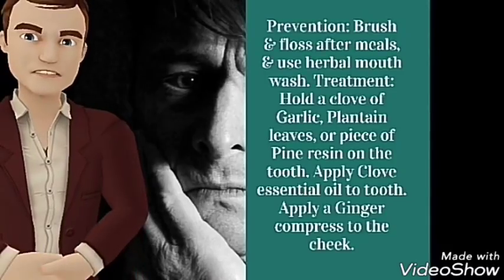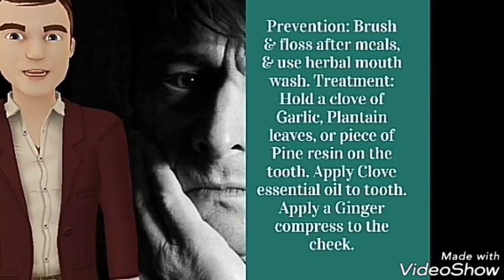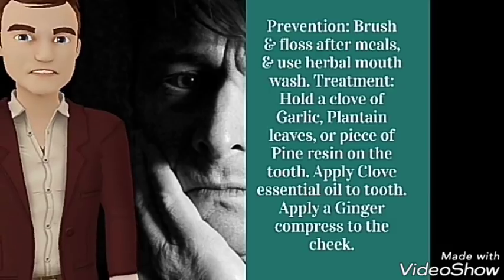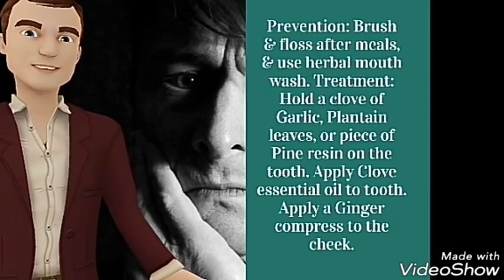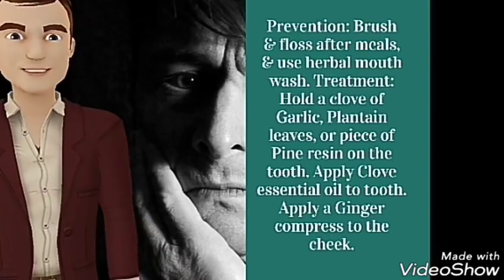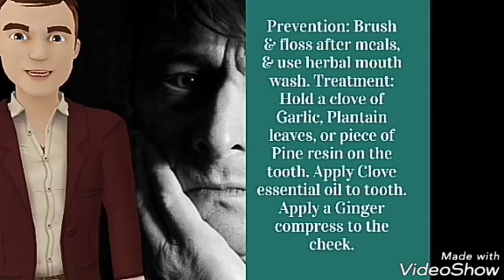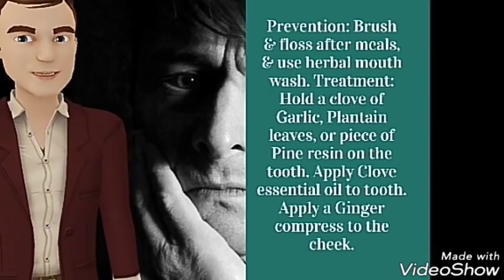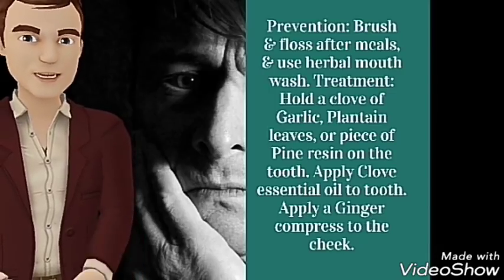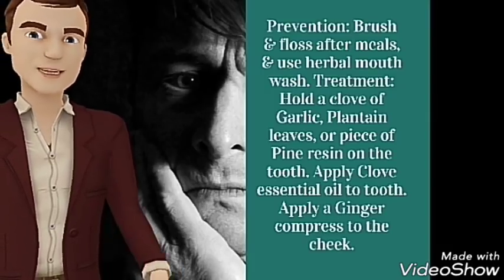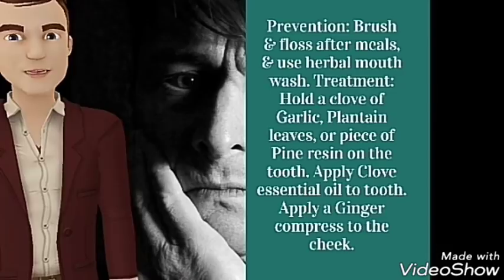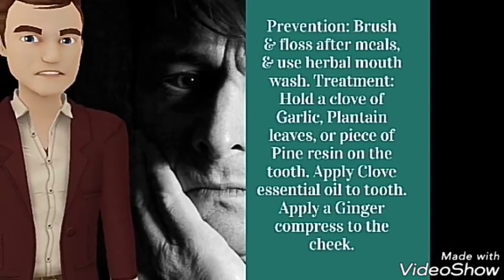Now, what exactly are the remedies? Well, I'm going to be talking about the prevention and the treatment. It's actually better to prevent toothache or tooth decay than to allow it to stay and then treat it. To prevent, you use a brush or floss after meals, or you make use of herbal mouthwash. Then, in terms of treatment, hold a clove of garlic, plantain leaves, or a piece of pine resin on the tooth. Apply clove essential oil to the tooth, and also apply a ginger compress to the cheek.